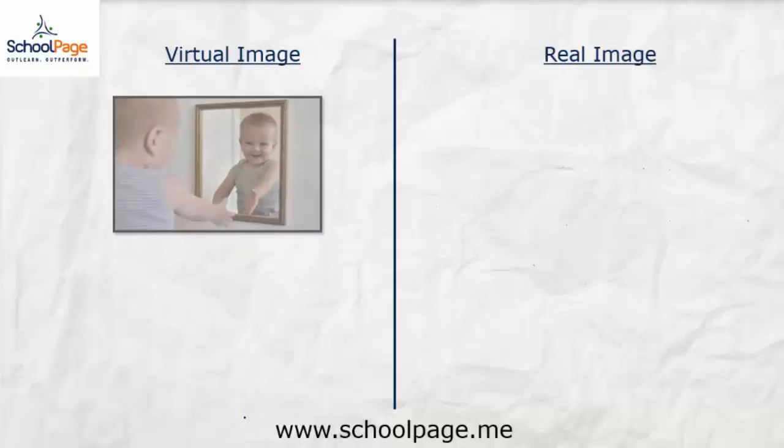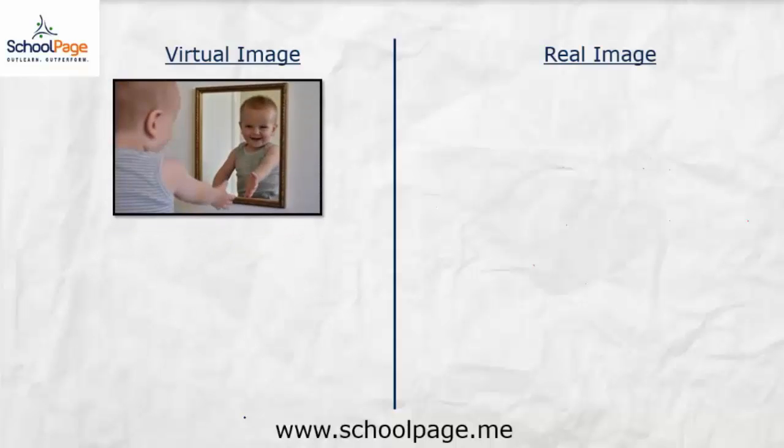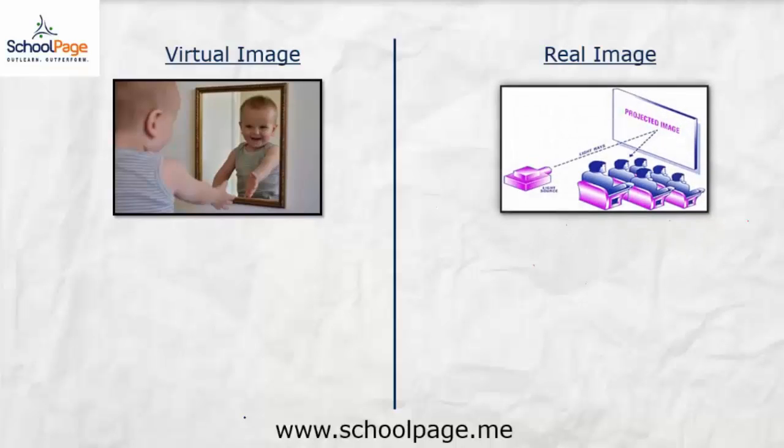Let us try and understand the difference between virtual image and real image. An important point to be noted in understanding real image and virtual image is that an image is formed when the light rays coming from an object meet or appear to meet at a point after reflection from a mirror. When we look into a mirror, we see our image in it. The image formed in a plane mirror is a virtual image. The image formed on a cinema screen is a real image.